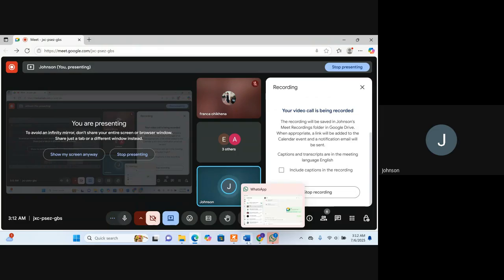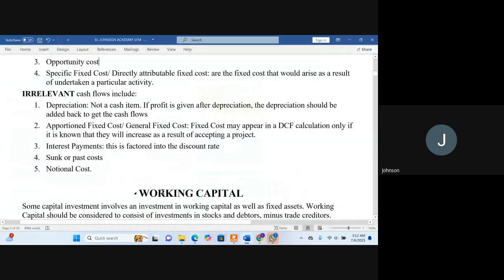All right. So let's look at the next one. I will try and be fast so that we can cover much. Okay, now the next one we look at is specific fixed costs, or directly attributable fixed costs. They are fixed costs that would arise as a result of undertaking a particular activity. Most times they will tell you that fixed costs are not relevant, but specific fixed costs are relevant.